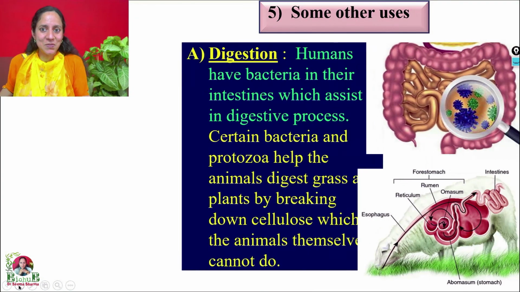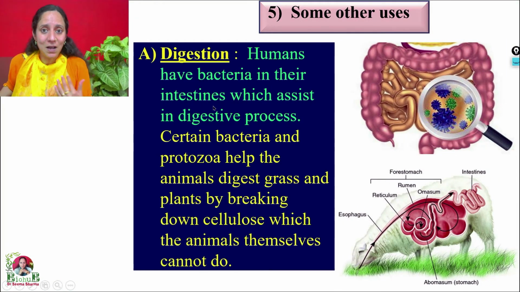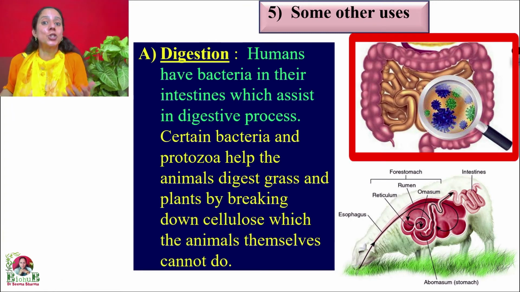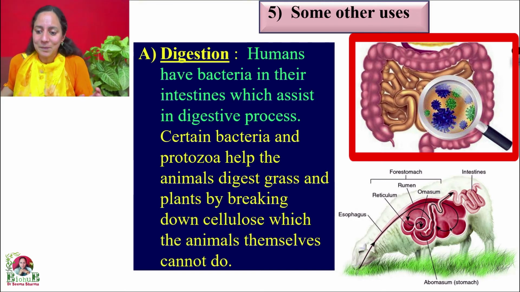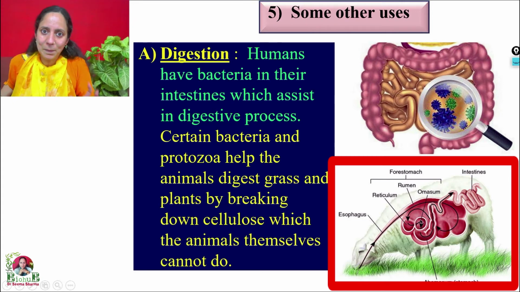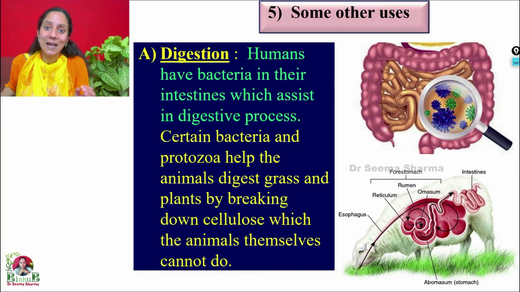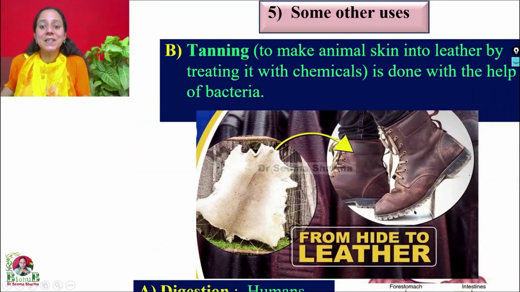First, related to the digestive system of human beings and cattle. In us, human beings, in our intestine, there are certain specific bacteria which are good bacteria for us and they help in digestion of food. Similarly, herbivores are plant eaters. Majority of plants contain cellulose. That cellulose is broken down into simpler compounds with the help of certain types of bacteria and protozoa which live in their stomach. So this is how bacteria are helping in digestion in human beings as well as in case of cattle. Next is tanning.